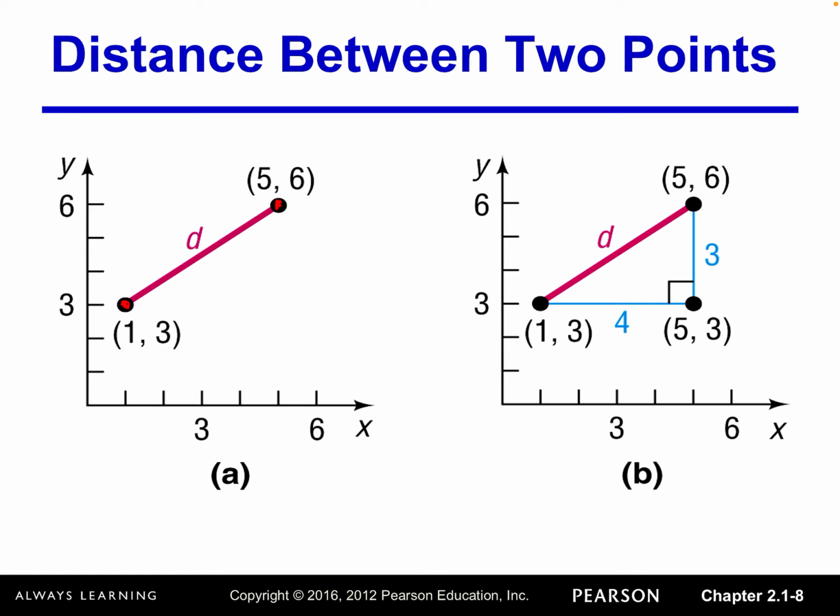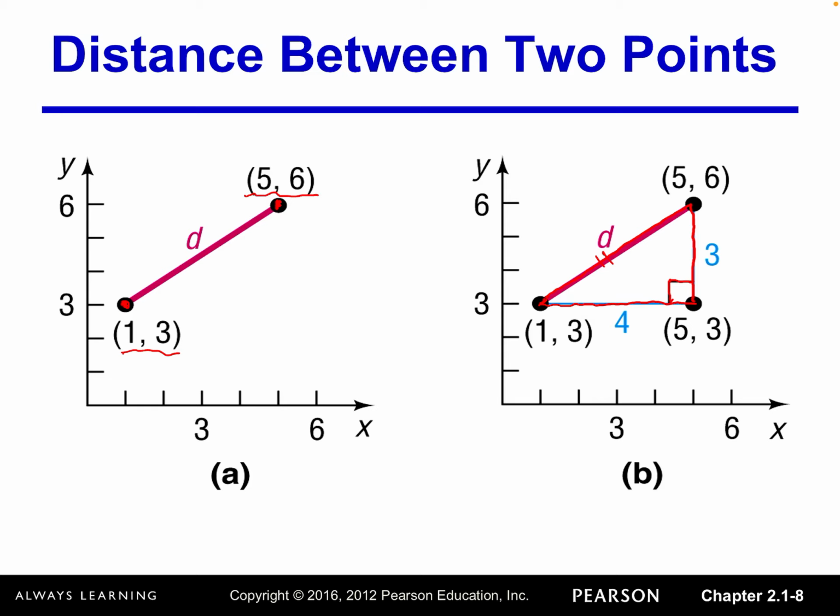For example, there are 2 points, one with coordinates (1, 3), and the other with coordinates (5, 6). We can draw a horizontal line from the point (1, 3), and draw a vertical line from the point (5, 6), and then we form a right triangle here. So now the question is converted to a geometry problem. In this right triangle, we try to find the hypotenuse.